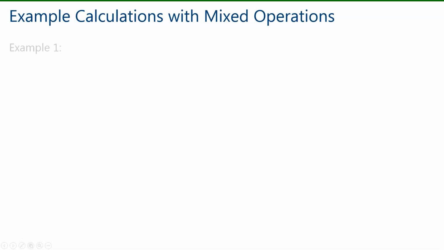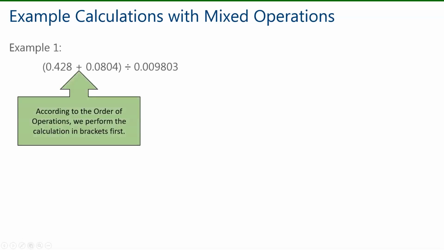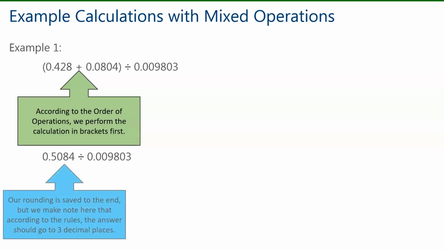Let's look at an example. In this example, we'll need to do the brackets first. That's according to the rules of order of operations. When we add the numbers in the brackets, we get 0.5084. According to the rules for adding, our answer should have the same number of decimal places as the least number of decimal places in the problem, which is 3.